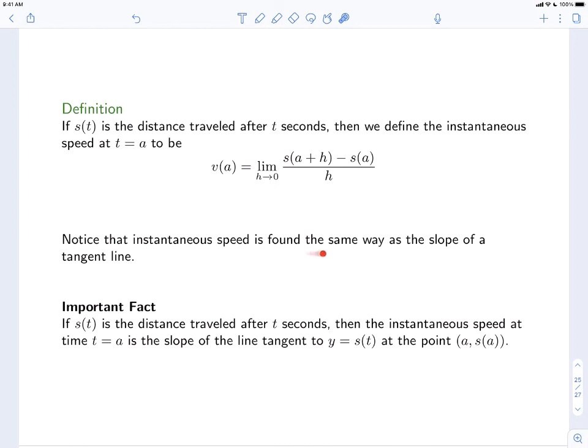But this instantaneous speed is found in the same way as the slope of a tangent line. And this is a very important idea. If s at t is the distance traveled after t seconds, then the instantaneous speed at time t equals a is the same as the slope of the tangent line to y equals s at t at the point a comma s at a. So there's a relationship here between the instantaneous speed and the slope of a tangent line.